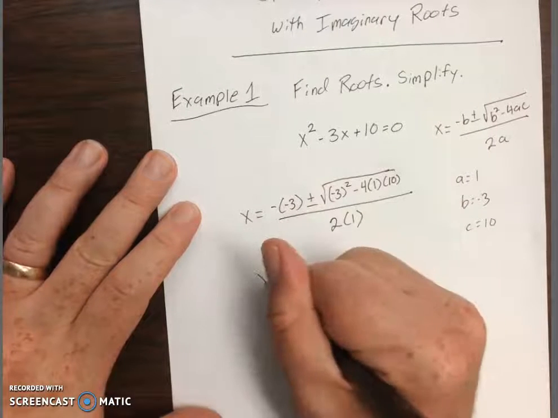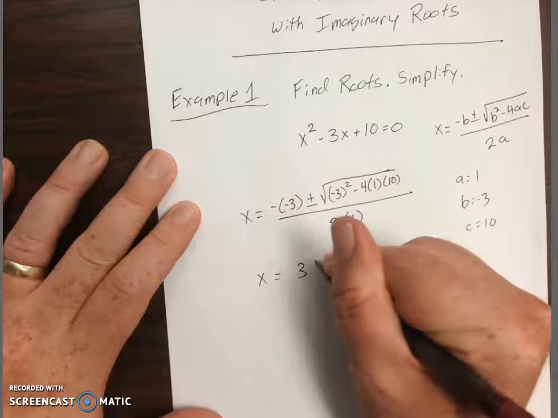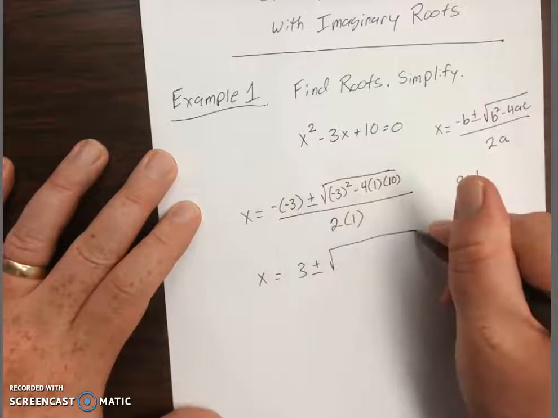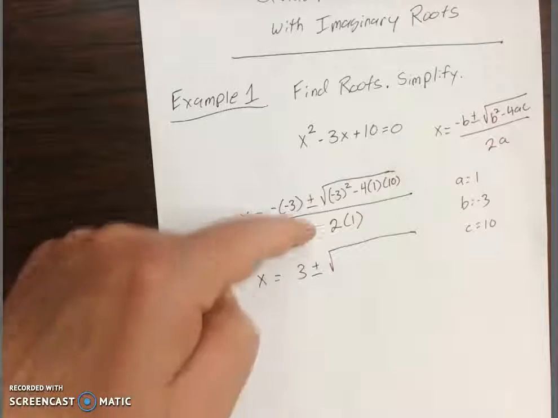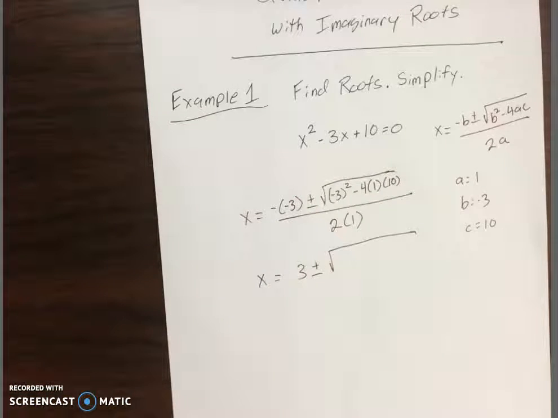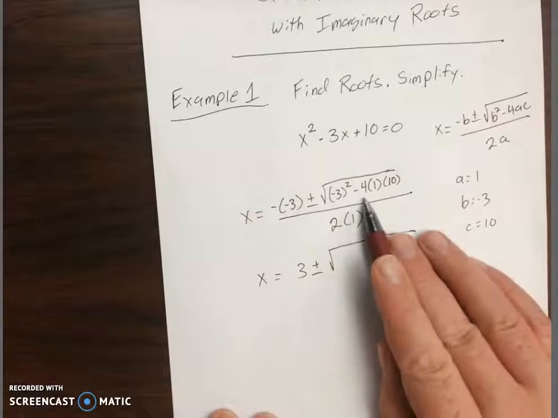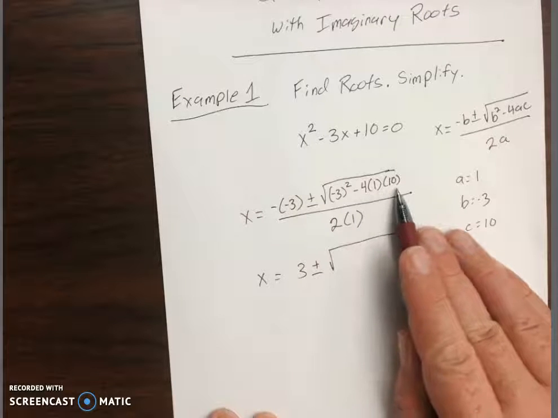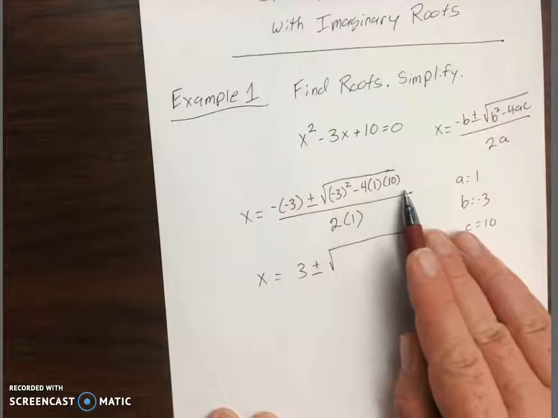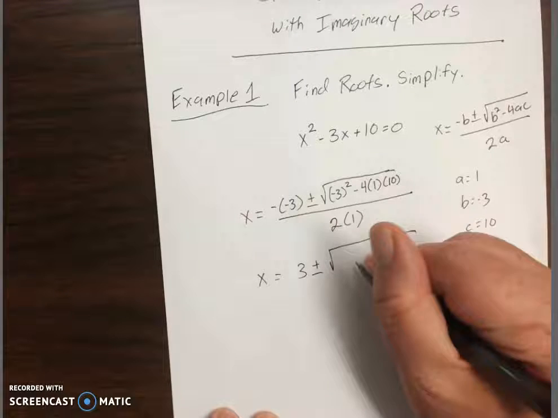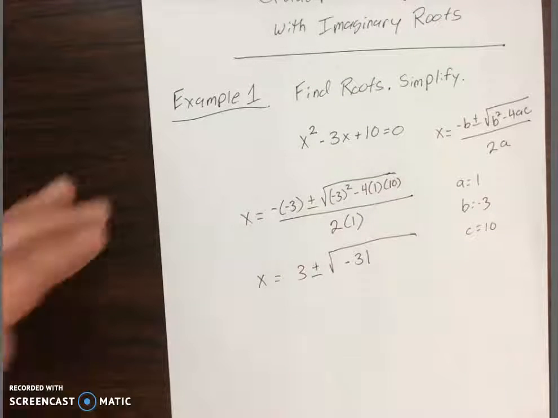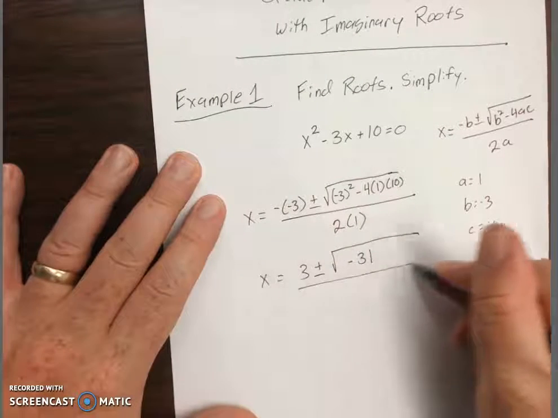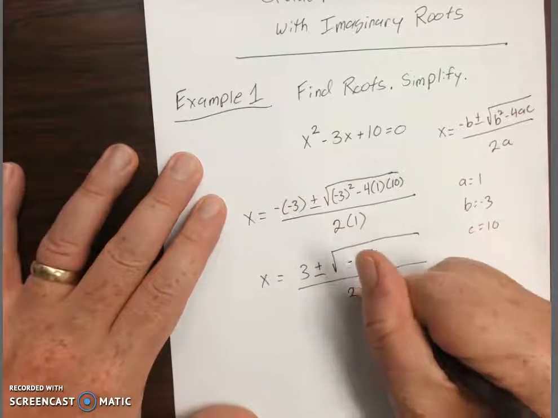Minus a negative is a positive, so x equals 3 plus or minus the square root of. And so you might grab a calculator, do some computation in your head. -3 squared will give me a positive 9. 9 minus 4 times 1 times 10. 9 minus 40. So that would give me a -31. Again, use a calculator if you need to. I just kind of did it in my head. 2 times 1 is 2.